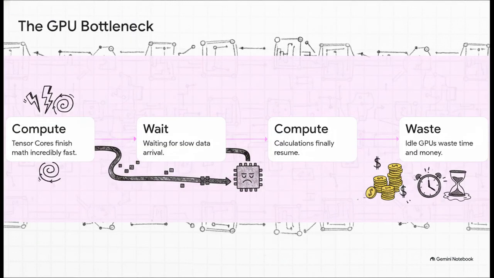But here's the catch. Having super fast workers reveals a massive bottleneck. Imagine those lightning-fast tensor cores finishing their math in a microsecond, but then having to just sit there and wait for the next batch of numbers to arrive over a slow connection. The GPU would just sit idle. Compute, wait. Compute, wait. In the high-stakes world of massive data centers, an idle GPU means precious processing power, and literally millions of dollars, is completely wasted.